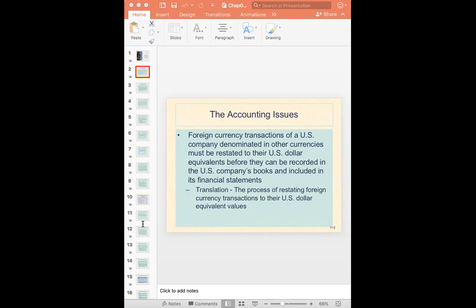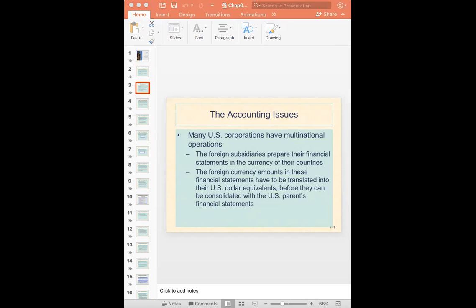So the currency has to be restated. Probably there is a transaction that happens in Japan, right? So before it can be recorded in the US company books, they need to restate it to the US dollar equivalents in the financial statement, right? So the process of restating foreign currency transactions to their US dollar equivalents, we call it translation.